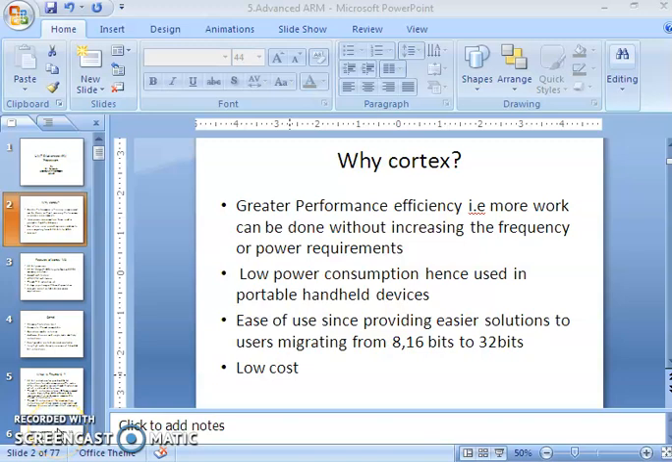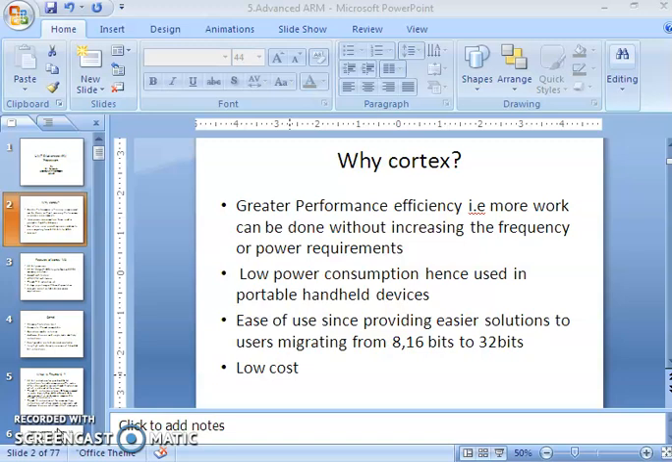Hi everyone. In this video I am going to discuss the basic features of the Cortex M3 processor, which is one of the advanced ARM processors. So what is Cortex? What is the importance? The Cortex M3 processor has very good performance efficiency. That means it can work very efficiently without increasing the frequency or power requirements.